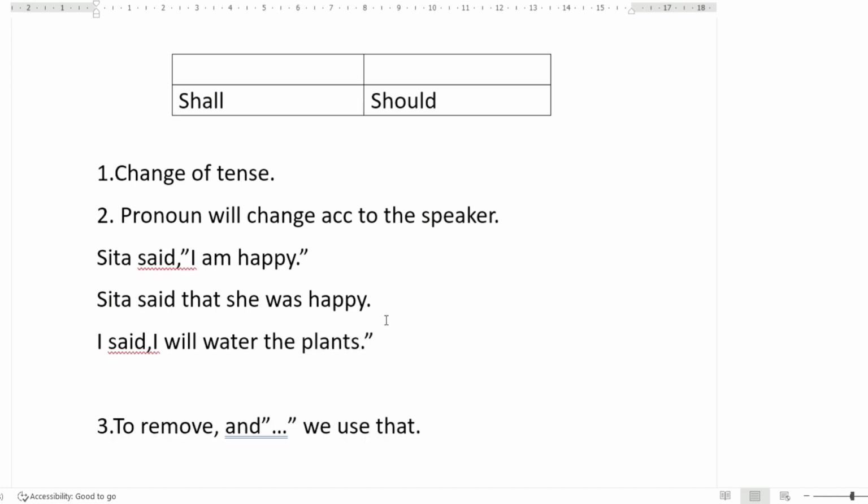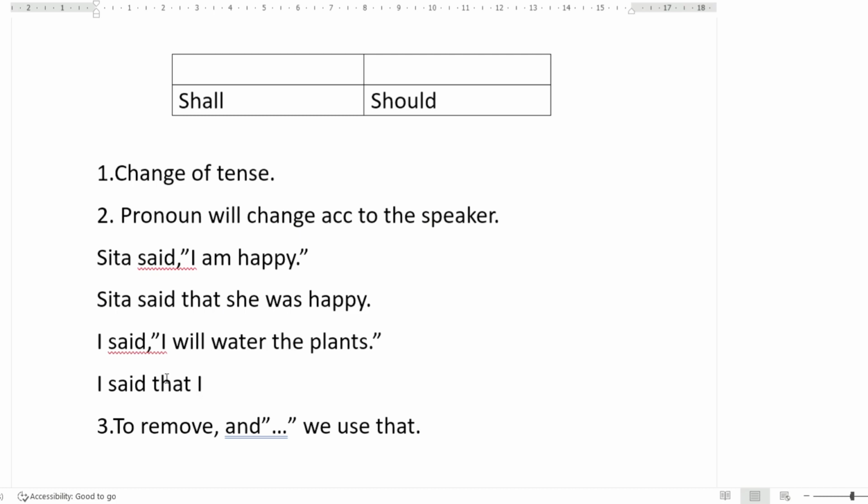Okay, so in this case, what is the speaker? I. To remove comma and inverted commas, I will use that. Okay, so I said that. Now, what was the second rule? Change the pronoun according to the speaker. But in this sentence, I is only the speaker, so we don't have to change anything.